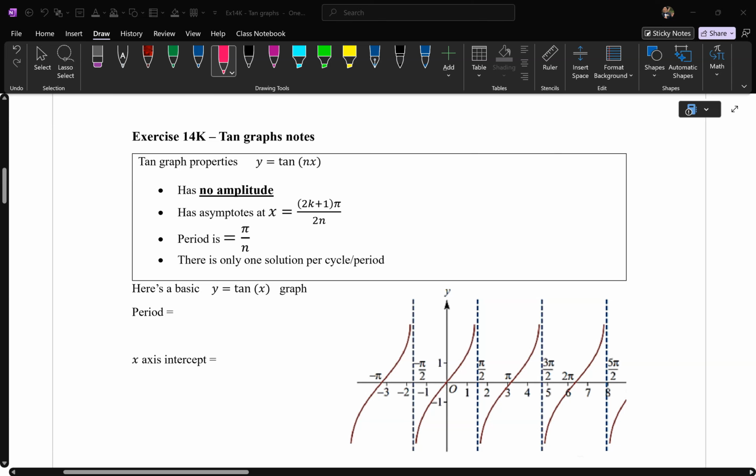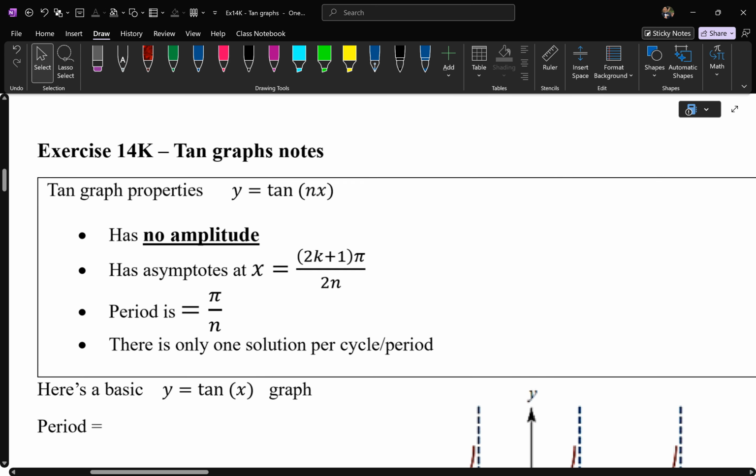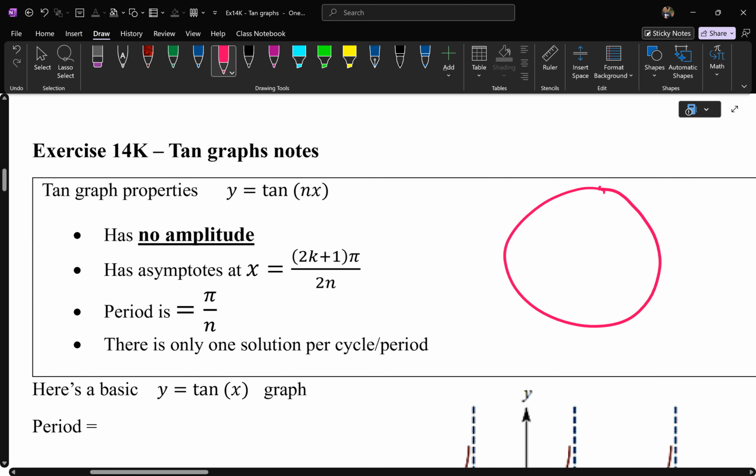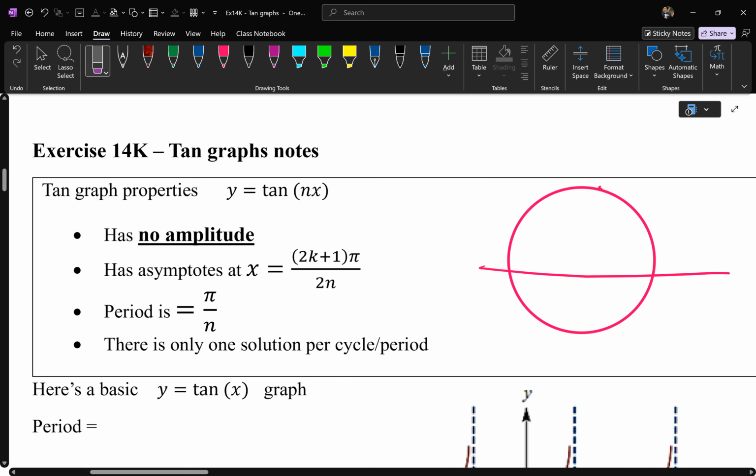Okay, we are now doing tan graphs. So you've done sine, cosine graphs. Tan graphs is much easier, and I'll tell you why. You see a tan graph, if you just think about a unit circle, you see what's nice about a unit circle is that you can tell why the tan graph has these properties.